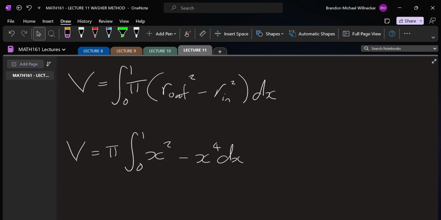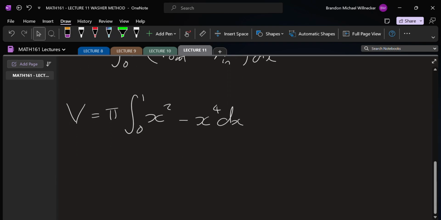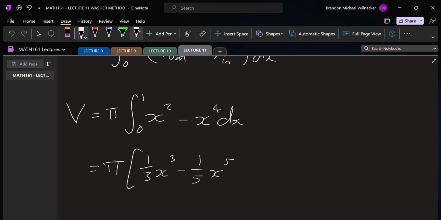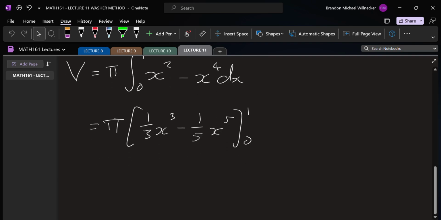Okay, so all the stuff about volumes and inner radius, outer radius, that's all of the pre-working step. Once you get to the integral, it's normal integration methods. So here it's going to be pi, 1/3 x cubed minus 1/5 x to the 5 from 0 to 1.